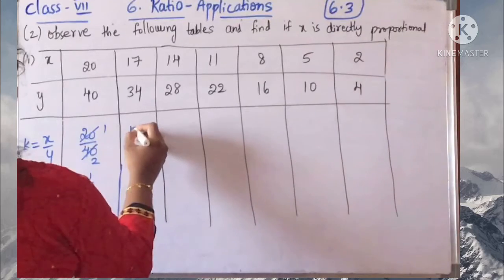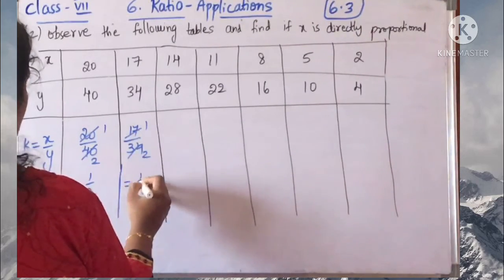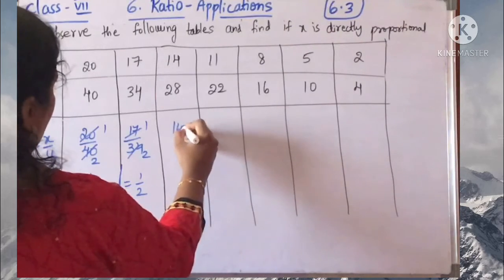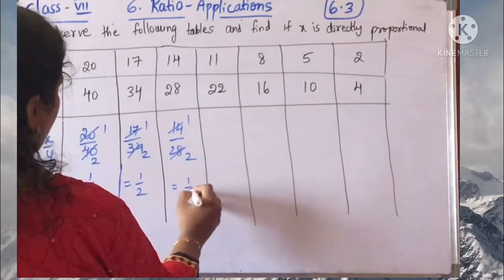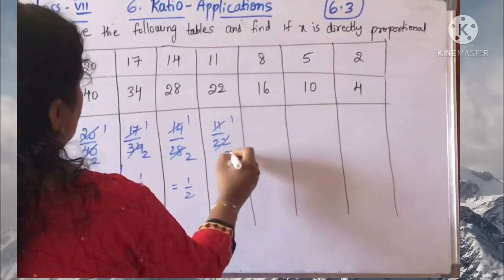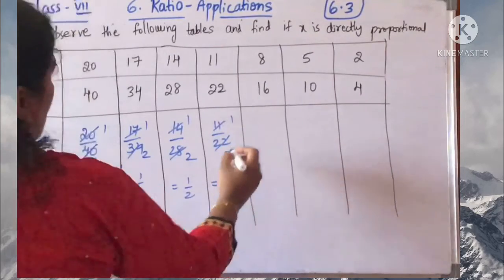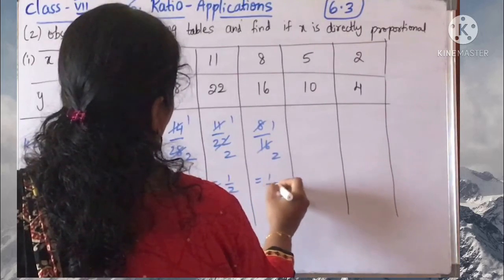Coming to here, 17 by 34: 17 1s are 17, 17 2s are 34, so 1 by 2. Now 14 by 28: 14 1s are 14, 14 2s are 28, so 1 by 2. And 11 by 22: 11 1s are 11, 11 2s are 22, so 1 by 2. Now 8 by 16: 8 1s are 8, 8 2s are 16, so 1 by 2.